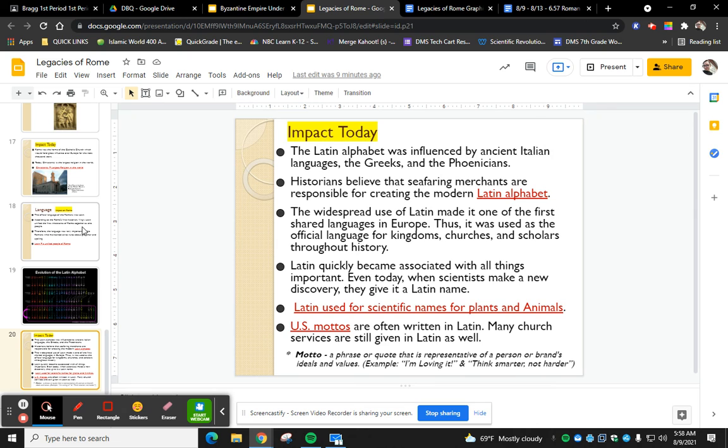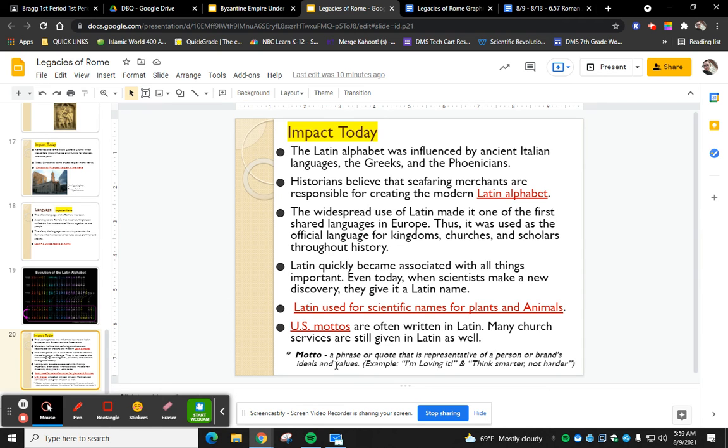If you are really educated, or you work in the church, or you work in the government, you're going to speak Latin. And even today, when scientists make a new discovery, they give it a Latin name. So Latin is used for scientific names for plants and animals, and a lot of our US mottos are written in Latin. Many church services are still given in Latin.